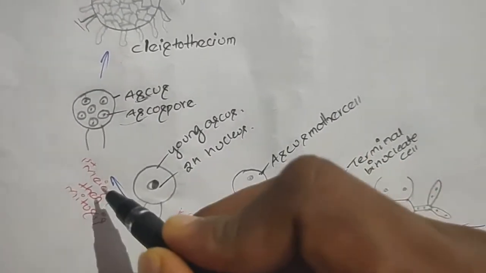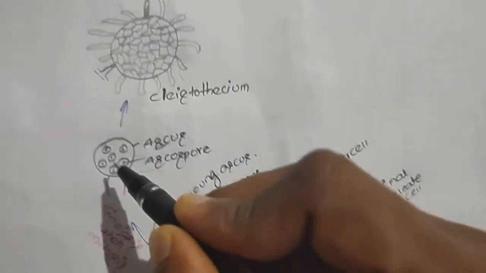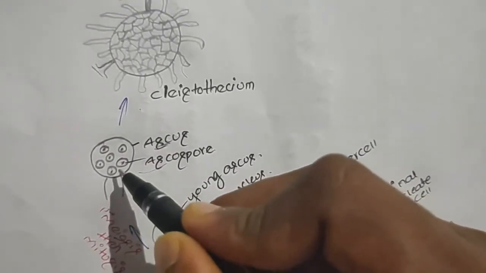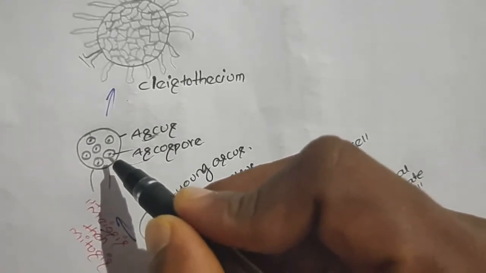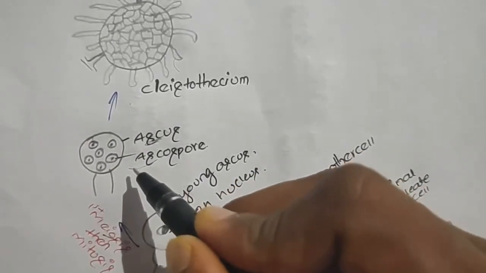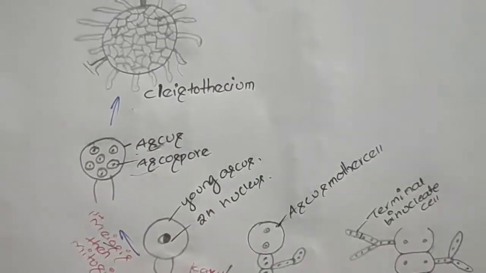Now this diploid nucleus first undergoes meiosis and then undergoes mitosis to form 8 nuclei. After accumulation of some cytoplasm, these 8 nuclei become ascospores, and a group of ascospores is known as the ascus.